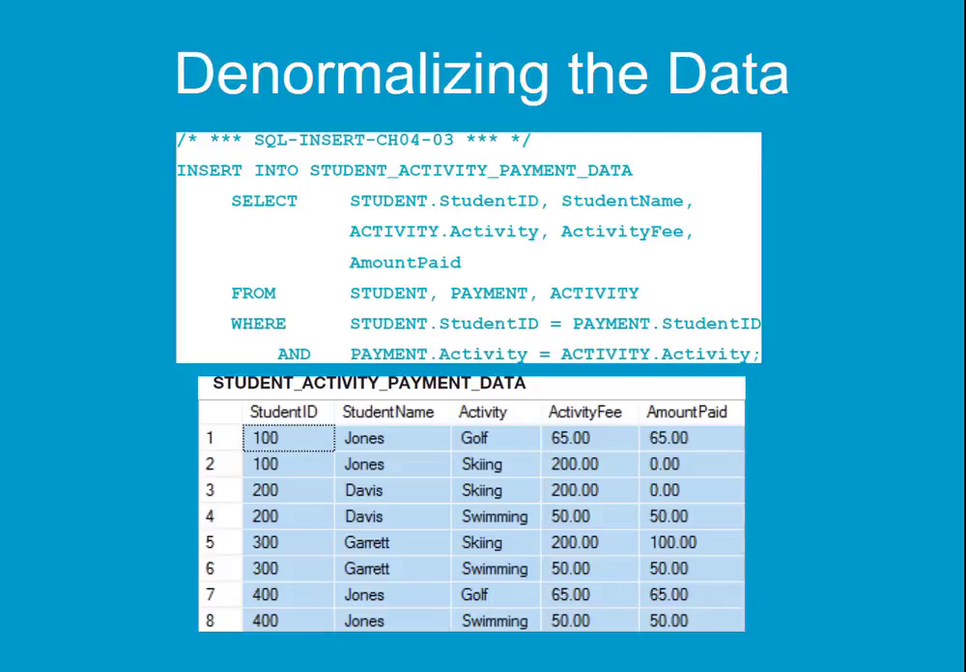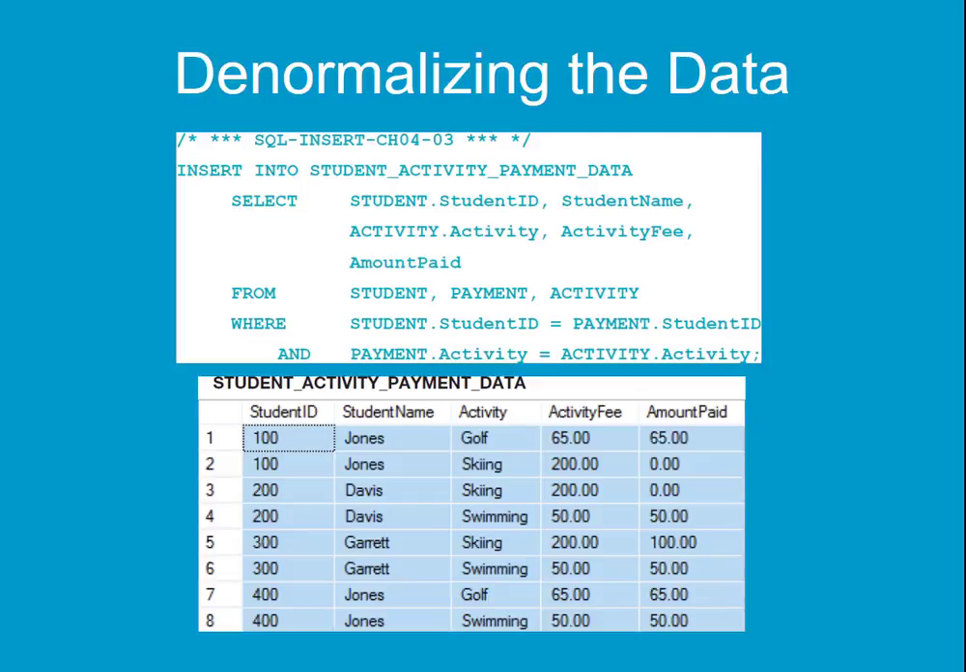And we can do that using SQL, just writing a script to insert information from these three tables into a single entity that we are going to call student activity payment data. So you can see from the script, we're going to insert into a new entity or table called student activity payment data. We're going to select our student ID from the student table, student name from the student table, the activity from the activity table, the activity fee from the activity table, and amount paid.